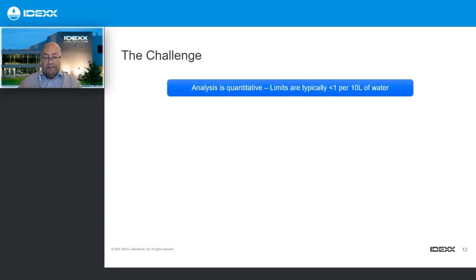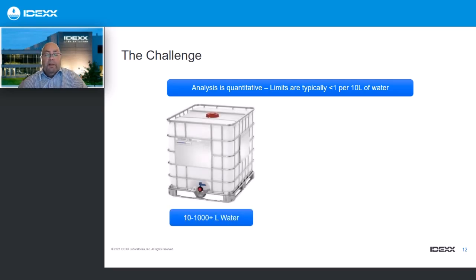Analysis is always quantitative. One thing to remember about both Cryptosporidium and Giardia is they're not like bacteria. They will not reproduce outside of a host. So we can't use our typical laboratory type tests to grow the bacteria and then assess the number within a sample. Limits are very low, typically less than 1 per 10 litres of water.